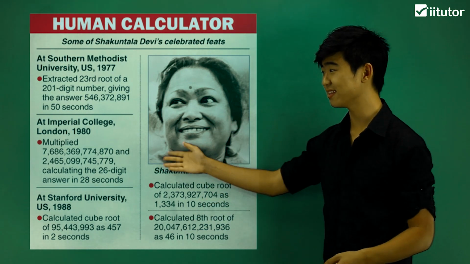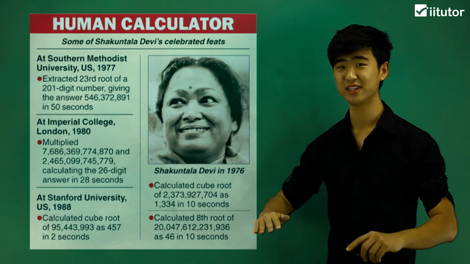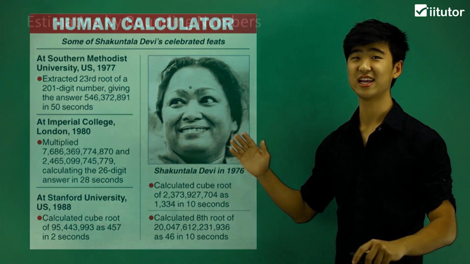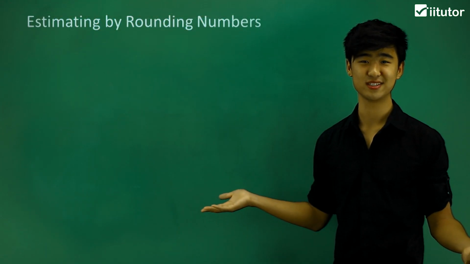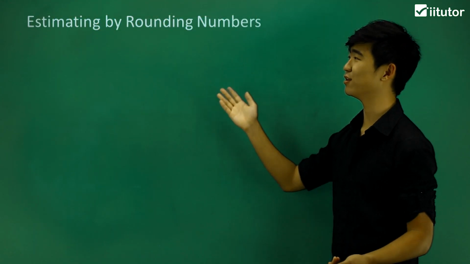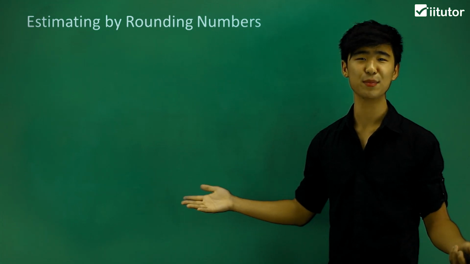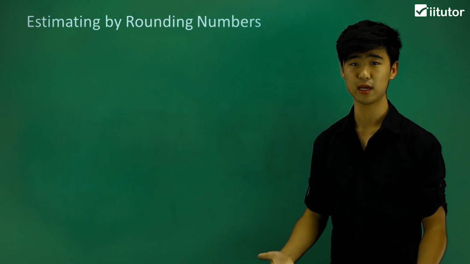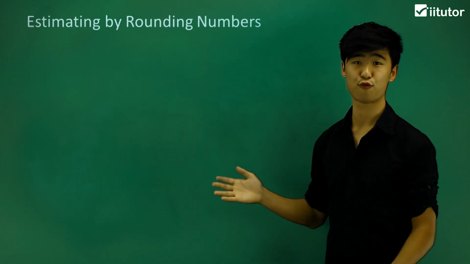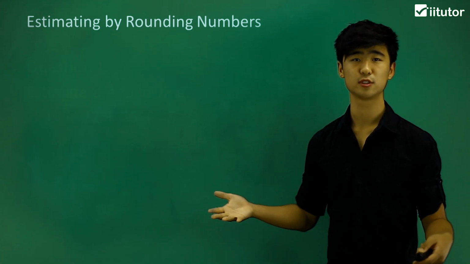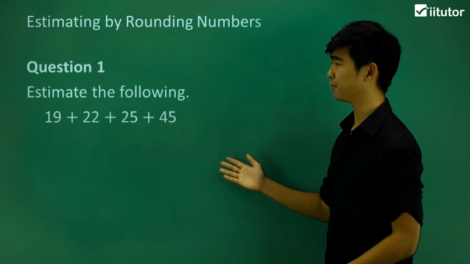Now, we're not going to be doing this hard of questions. We're going to be doing a little bit easier questions, like estimating by rounding numbers. So this is a lot easier than what that woman was doing. But anyway, we're going to try and estimate by using the technique of rounding numbers up and down. So let's take a look at question number 1.